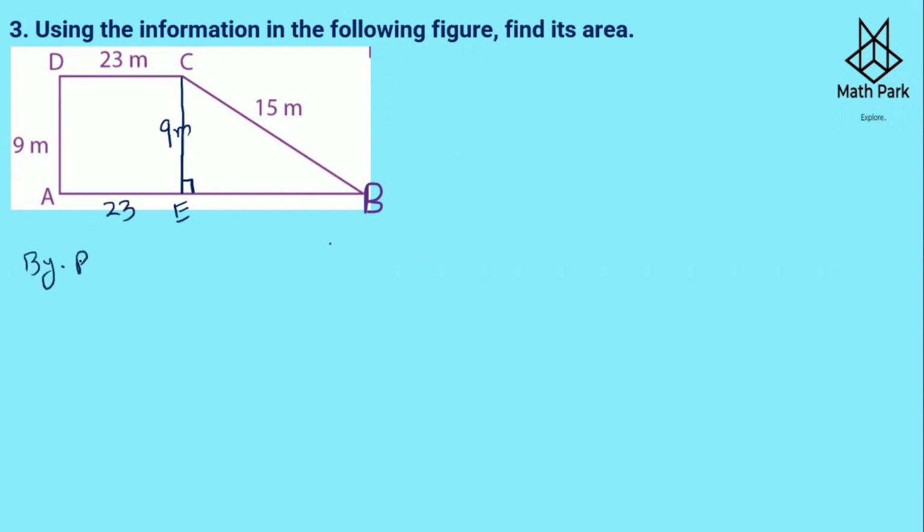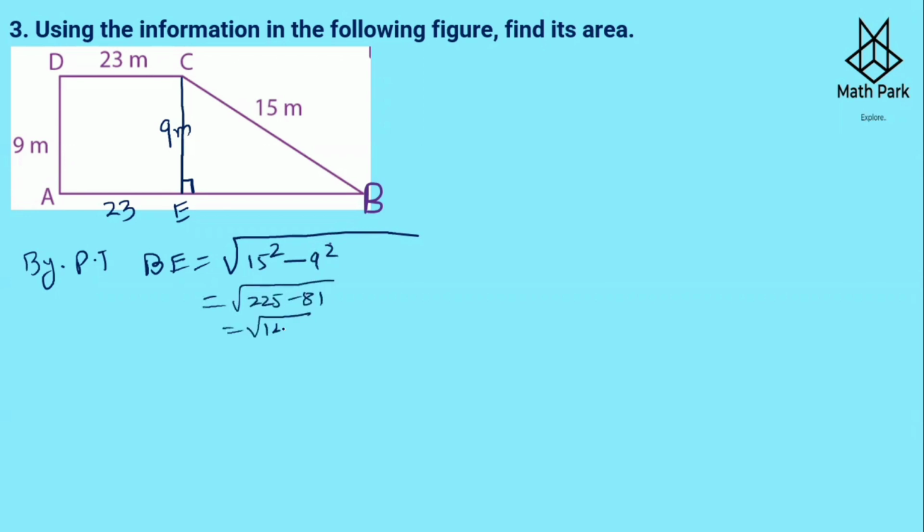So by Pythagoras theorem, we get BE is equal to square root of 15 square, hypotenuse square, minus 9 square, which is root of 225 minus 81, which is root of 144, which is 12 meter. So you got this BE as 12 meters.